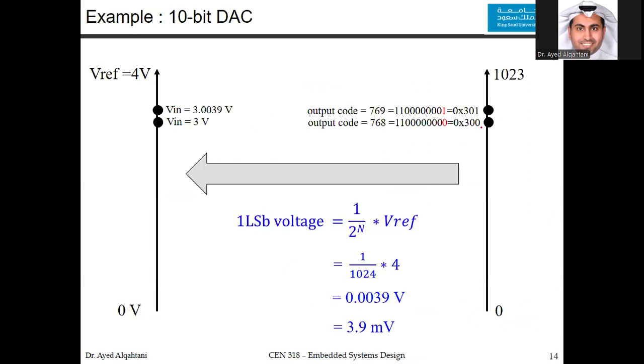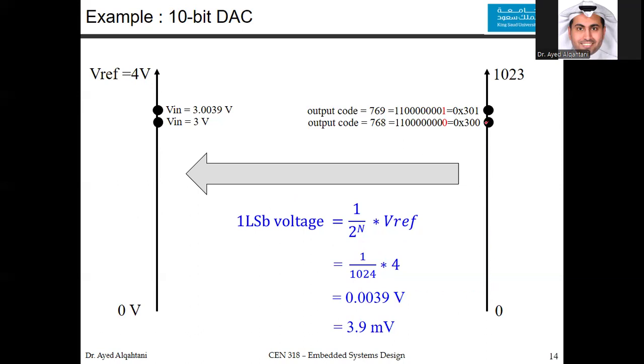Now you see the difference here. If you consider the output codes 768 and 769, you see that the difference between them is just 1 level. You can see it here in the low significant bit, or the least significant bit. So one least significant bit voltage is 1 over 2 to the power of n multiplied by Vref, which is 1 divided by 1024 multiplied by 4. And if you calculate this, it will be 0.0039 volt. So starting from 0, moving to the next level, you will add up this amount of voltage, and so on and so on.